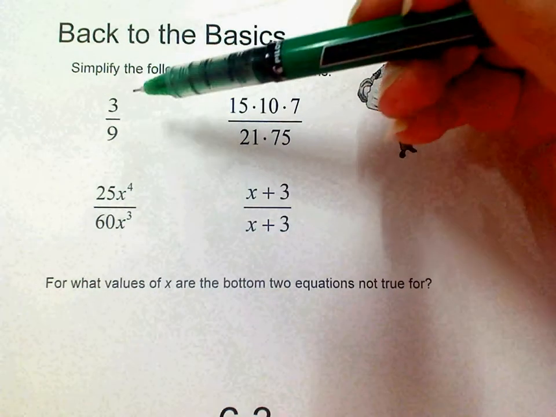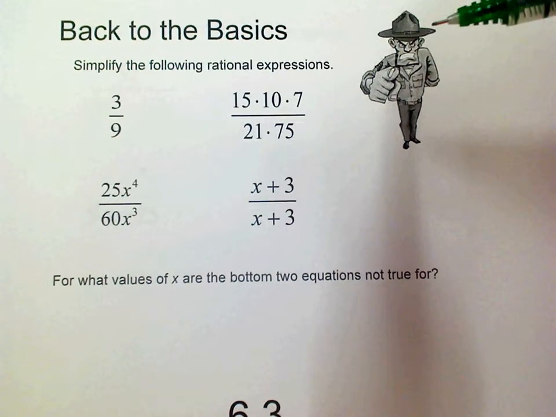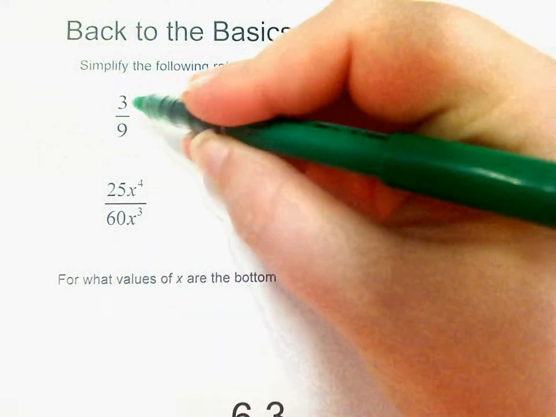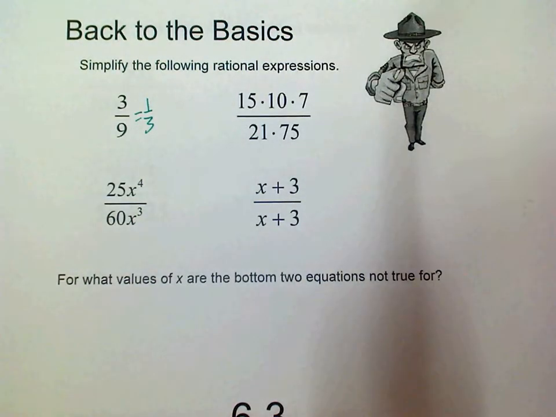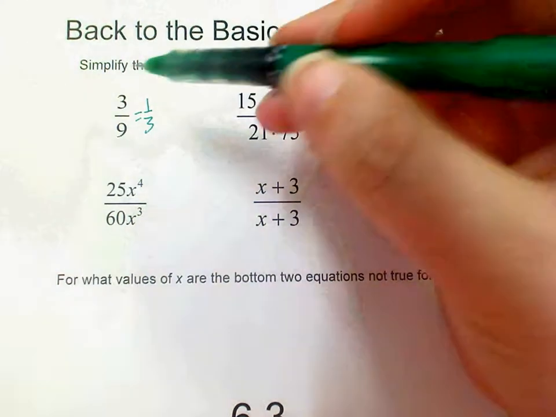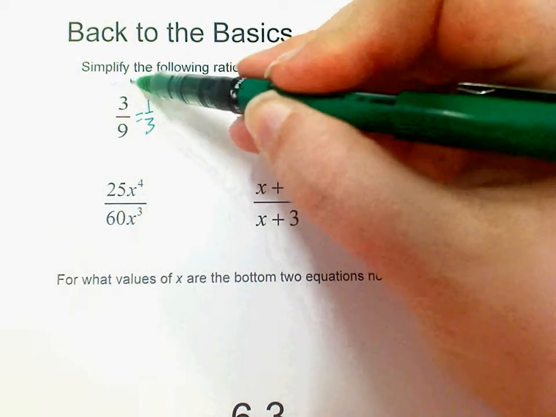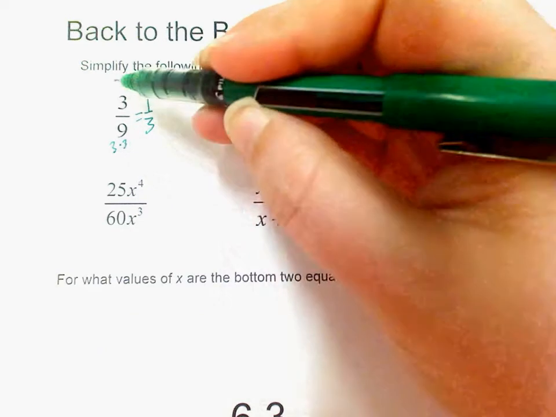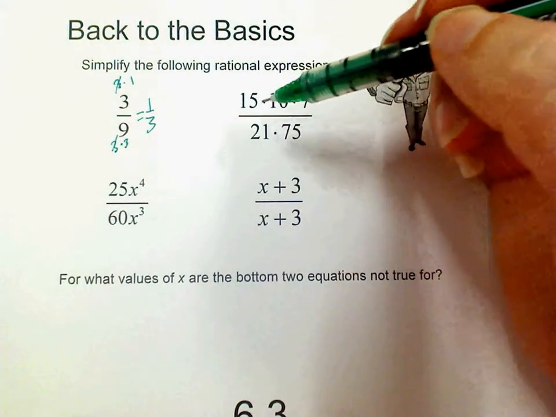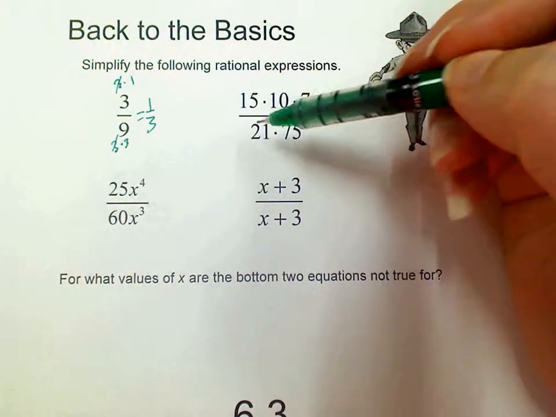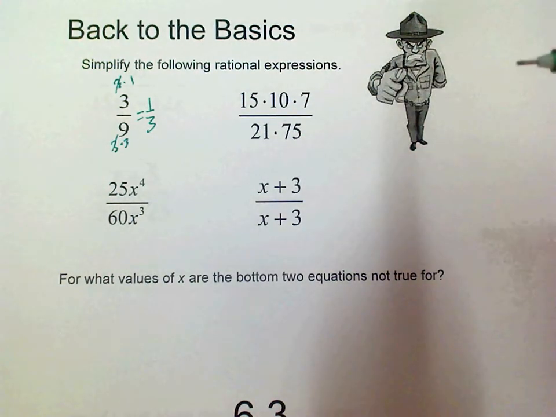Right, so 3 nines, how does that simplify? 1/3. So that is just 1/3 because they both divide by 3, right? Or if you want to think about it, you could say this is 3 times 1 divided by 3 times 3, cancel out one of the 3's, right? Okay. What about 15 times 10 times 7 divided by 21 times 75?